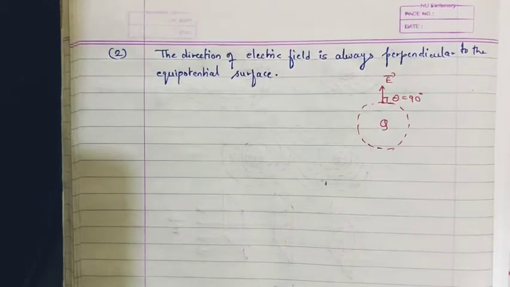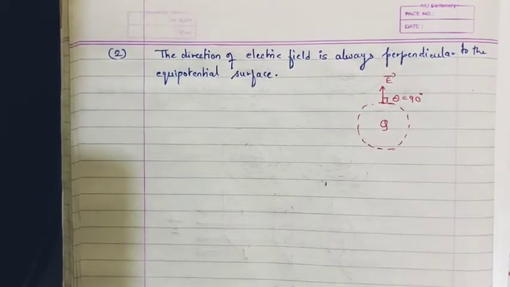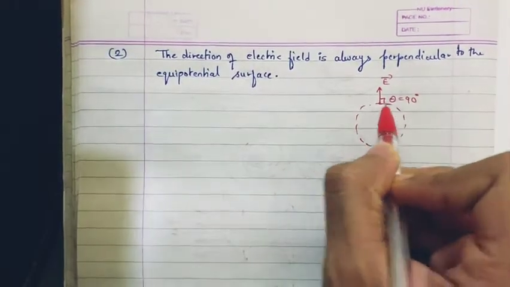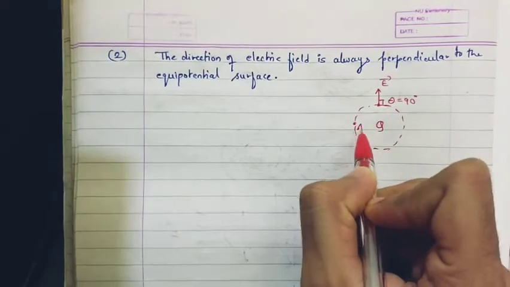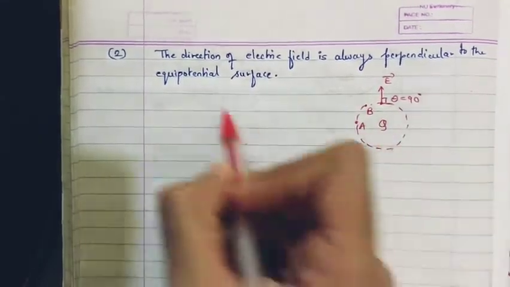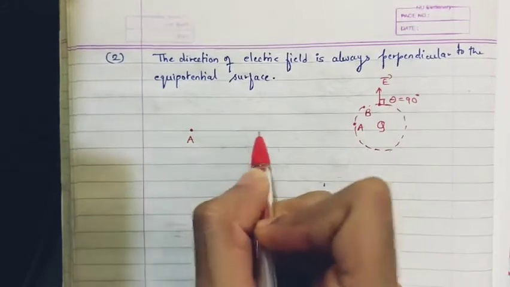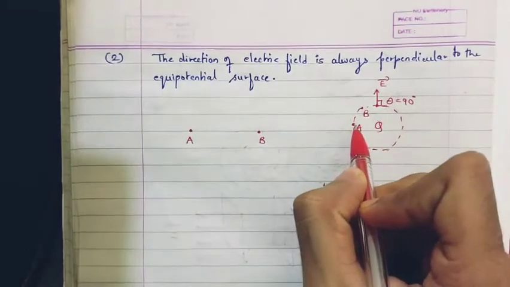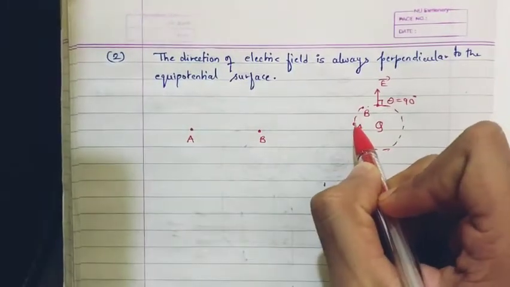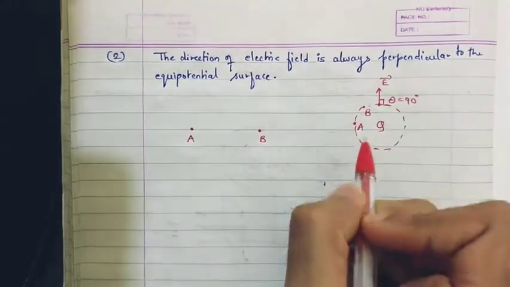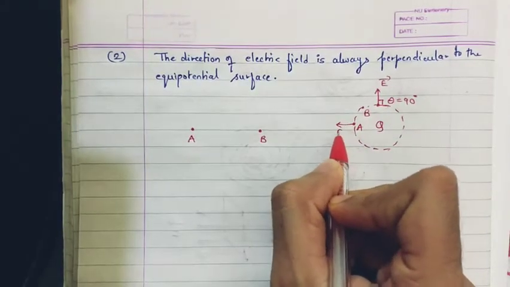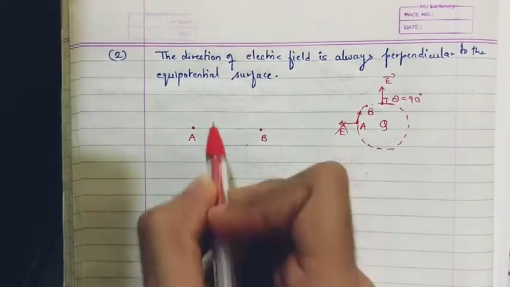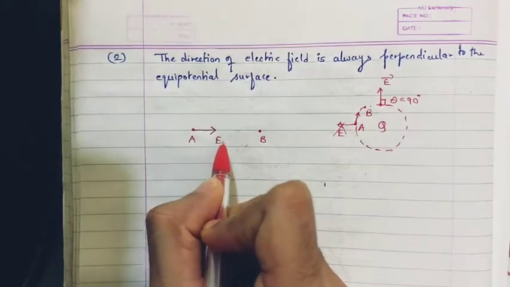Okay, so to prove this, we need to understand the relation between electric potential and electric field. So now let us consider 2 points on this equipotential surface. Let's say this is point A and this is point B. Let's draw it over here. Now, for example, at point A, the electric field is along the surface. It is not perpendicular. I'm not considering it perpendicular, but I'm considering it along the equipotential surface. That is something like this. Let's say this is my electric field.